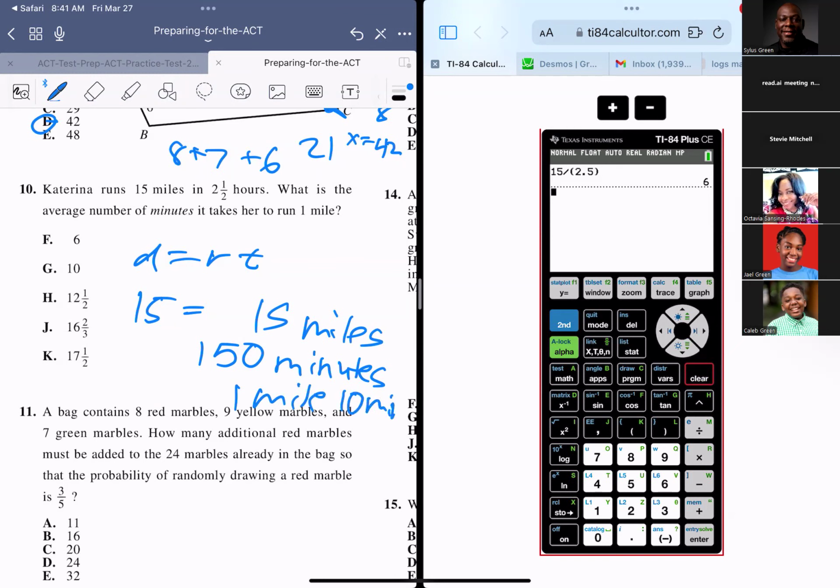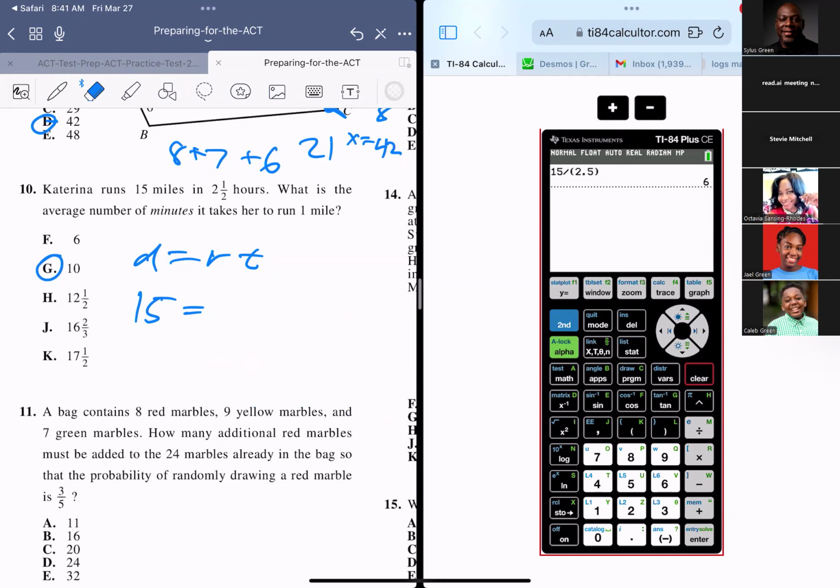Because I know the answer is 10, but I'm trying to see how to show that with my work. The equation that I used, it's 150 minutes over 15 miles, right? And then you divide it. That's what I would do.